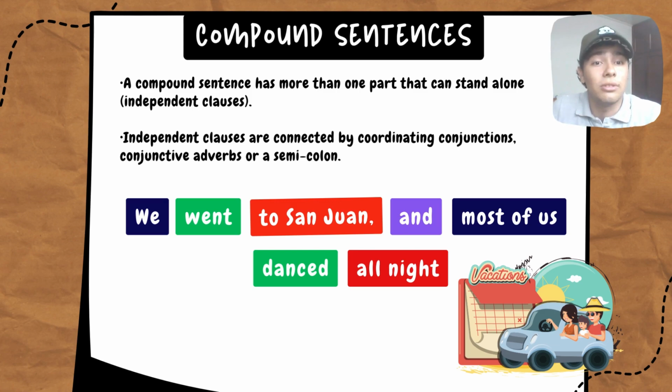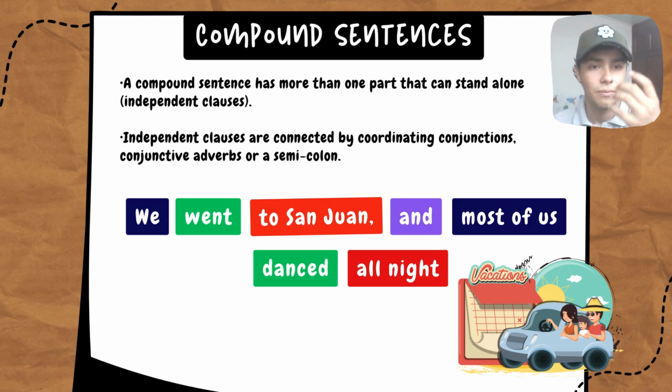What is an independent clause? It is a sentence that is connected to another sentence by coordinating conjunctions, conjunctive adverbs, or semicolons. For example, here we have, we went to San Juan, here we have the comma, and most of us danced all the night. This is a compound sentence. The dark blue is a pronoun. The light green is a verb. The orange is like the predicate of the first sentence, and then we have the coordinating conjunction.